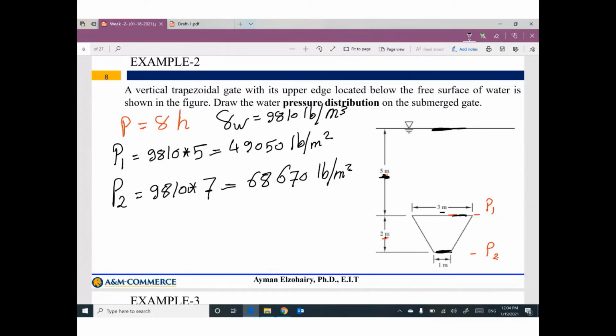If you would like to draw this distribution, go ahead and put this value. How much? 49,050. And this value, how much? 68,670. And connect both of them by a line. So your pressure distribution will look like a trapezoid. We need only to draw the water pressure distribution. That's it. We are done with this example.